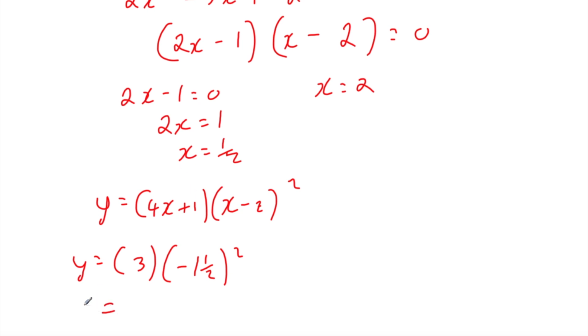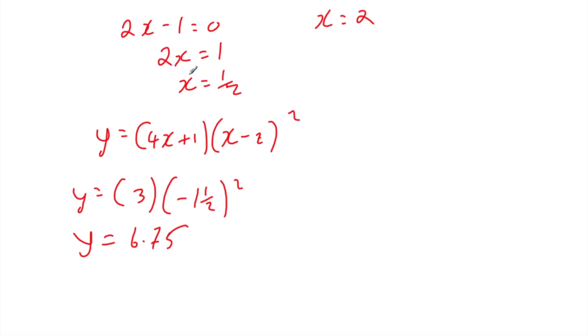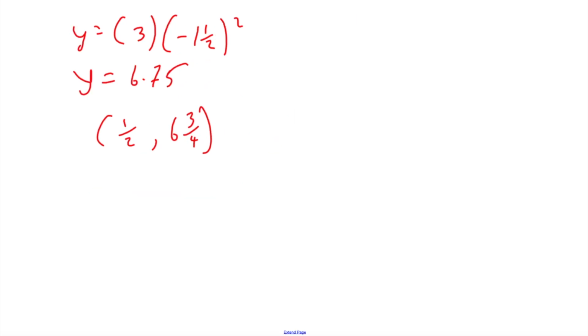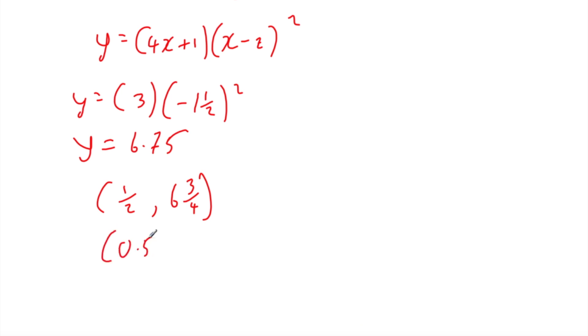And then we can just type this into our calculator, and when we work that out, we get an answer of 6.75, or 6 3/4, or 27 over 4, even as a top-heavy fraction. That's all fine. So that means the coordinates of that turning point would be a half, and then 6 3/4, or remember, you can write another format. You could write it as 0.5 and 6.75, or even as a half and 27 over 4. You could write it in any of those formats, okay? But that's the coordinates of one of those turning points.